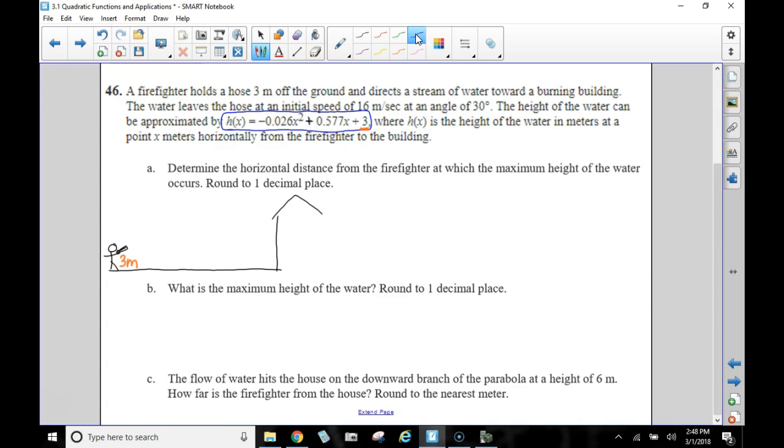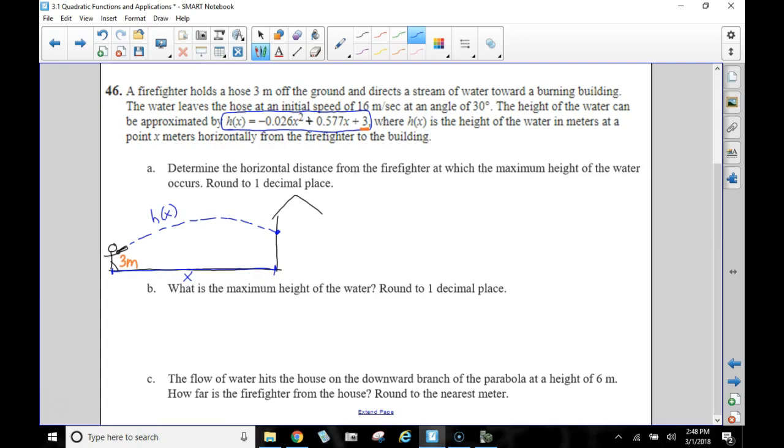He's shooting that water and it's going up in the air and then it's coming back down and hitting the building at a height of, down here in part C it says 6 meters, but for right now it's just hitting the building. h of x represents the height of the water, where x represents how far he is away from the building.